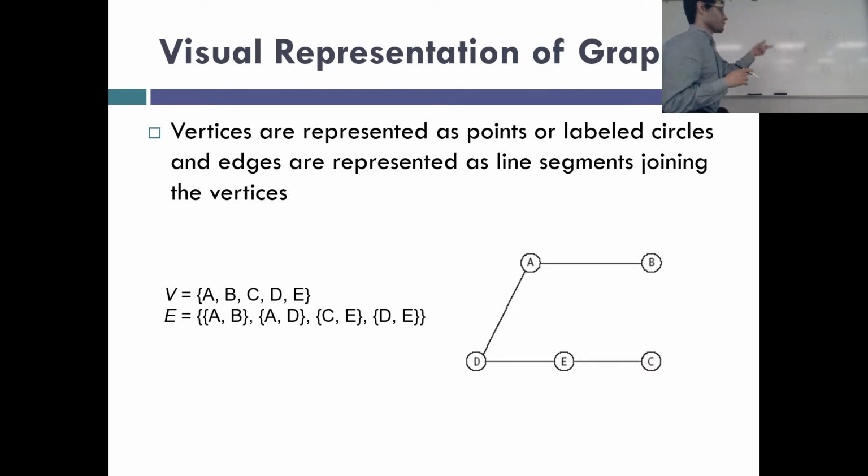And then we have the edges that describe the relationship. So we've got an edge between A and B. Right now, the order that the edge appears in doesn't matter, in the sense that A, B or B, A, right now, this is not going to matter for us. So A has a relationship with B, A has a relationship with D, C has a relationship with E, and D has a relationship with E.